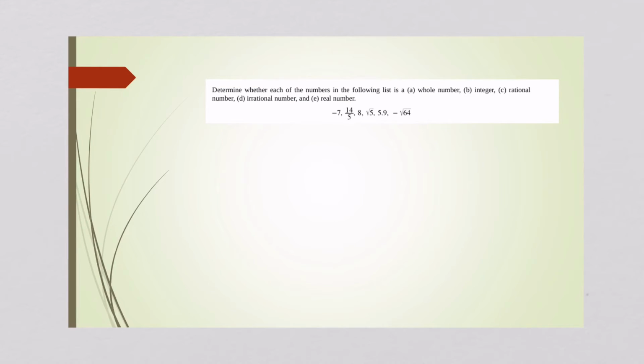Okay, so for this page, we are going to determine whether each of the numbers in the following list is a whole number, integer, rational number, irrational number, and a real number. And so the easiest way, honestly, to show you this is I'm going to show you the table that goes along with this. And you might want to just take a look at the table. Again, don't try to memorize anything. Just take a look at it and try to understand the terms that go with each of these numbers.